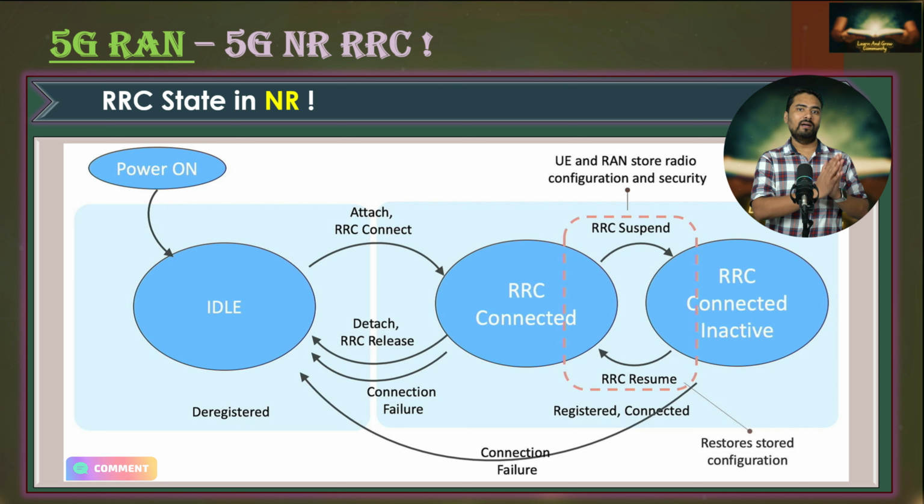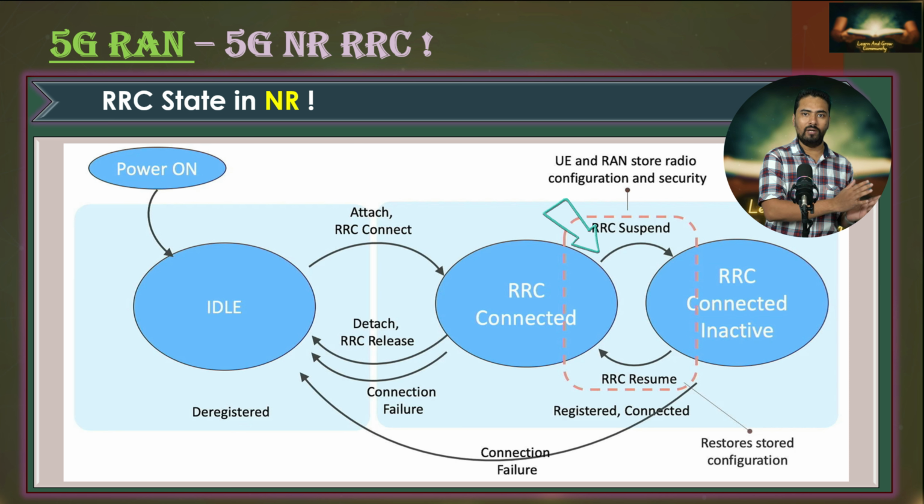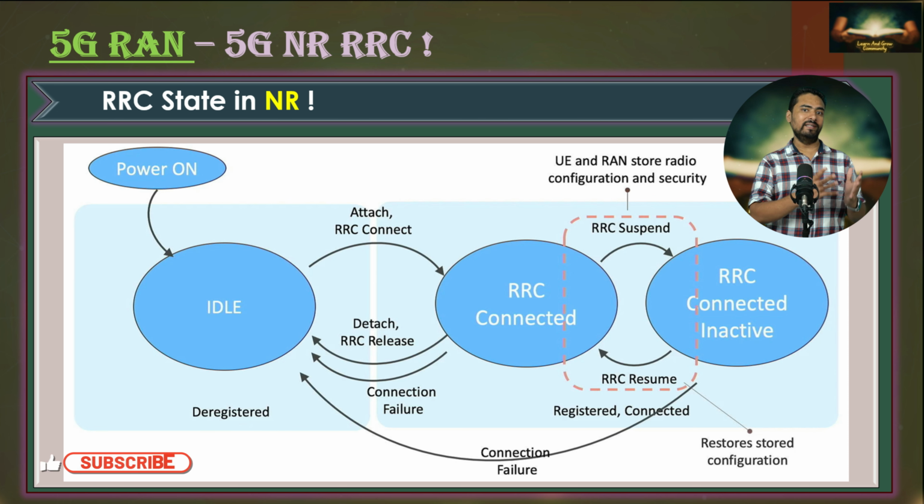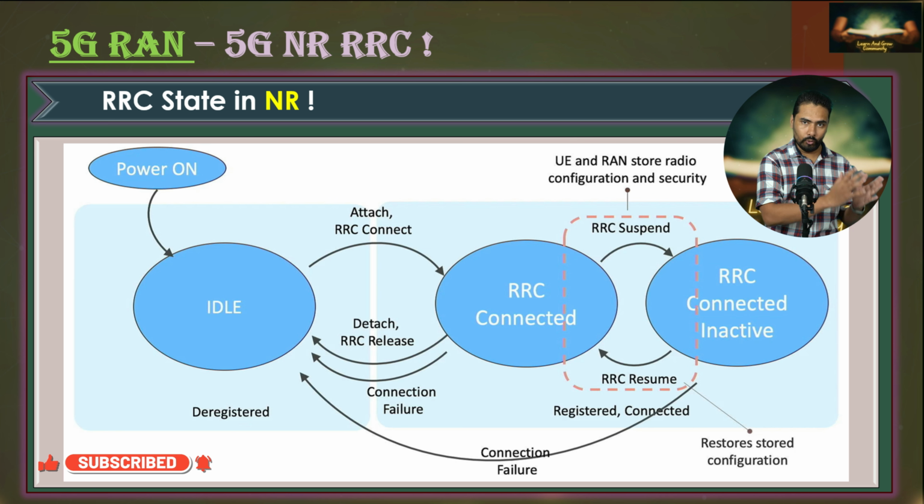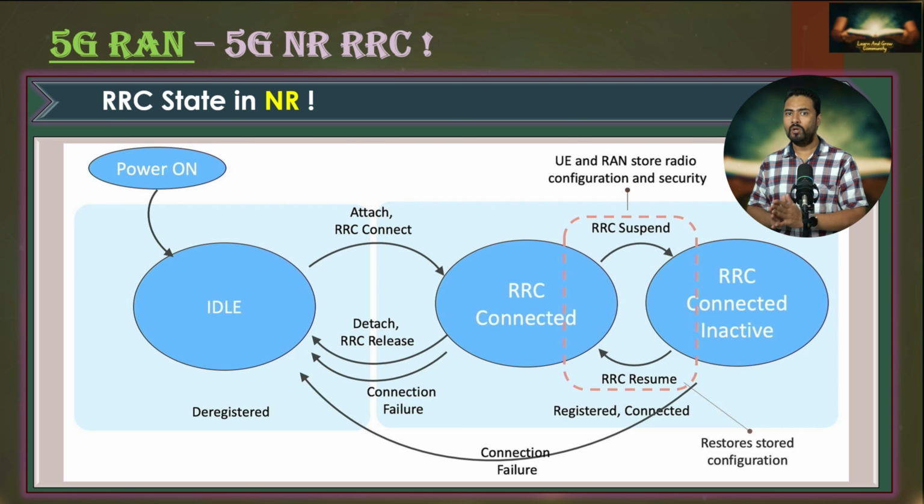To move from RRC Inactive state to RRC Connected state, we use the RRC resume procedure. And to move from RRC Connected state to RRC Inactive state, we use the RRC suspend procedure. And for all these switchings between RRC Inactive state and RRC Connected state, we do not need to set up a new connection or release an old connection, because these transitions are handled by the UE and the radio access network. So the core network is not involved here.